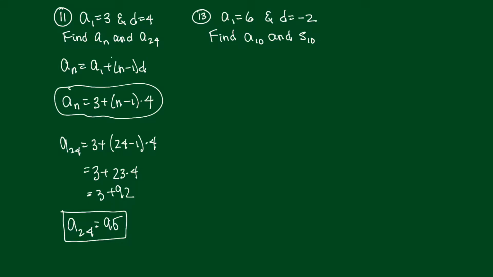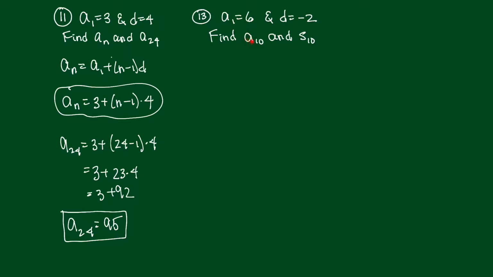Number 13, we've got an arithmetic sequence. First term is 6. Then the common difference is -2. So we start at 6, add -2, so we're at 4, add -2 again, 2, and so on. What we want to do here is find two things. First of all, what is the 10th term? And then what is the sum of the first 10 terms?